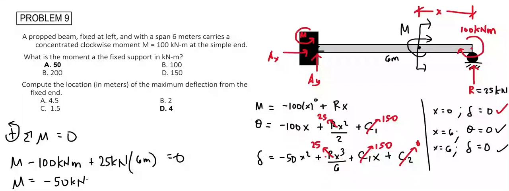And the negative sign here indicates that the assumed direction for m here is incorrect. Therefore m, instead of rotating counterclockwise, it should be rotating in the clockwise direction with a value of 50 kilonewton meter.